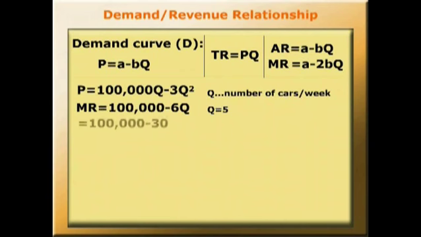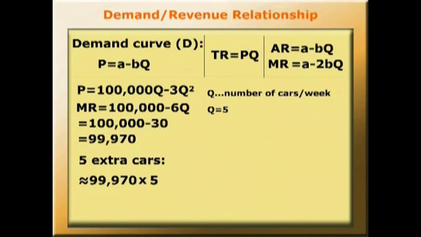Marginal revenue equals 100,000 minus 30. 6Q here is 6 times 5 because we're assuming that we're going to change output by 5 units. So marginal revenue is 99,970. So producing 5 extra cars gives approximately 99,970 times 5, which is approximately £499,850.